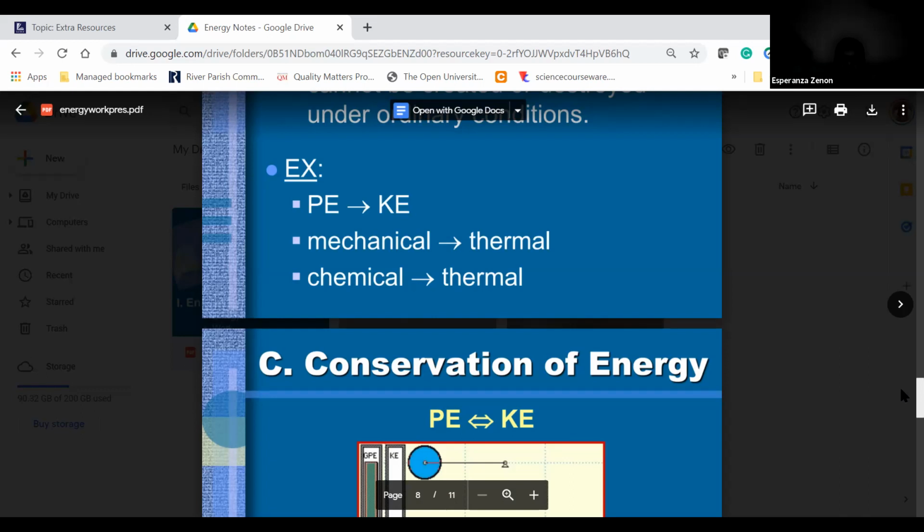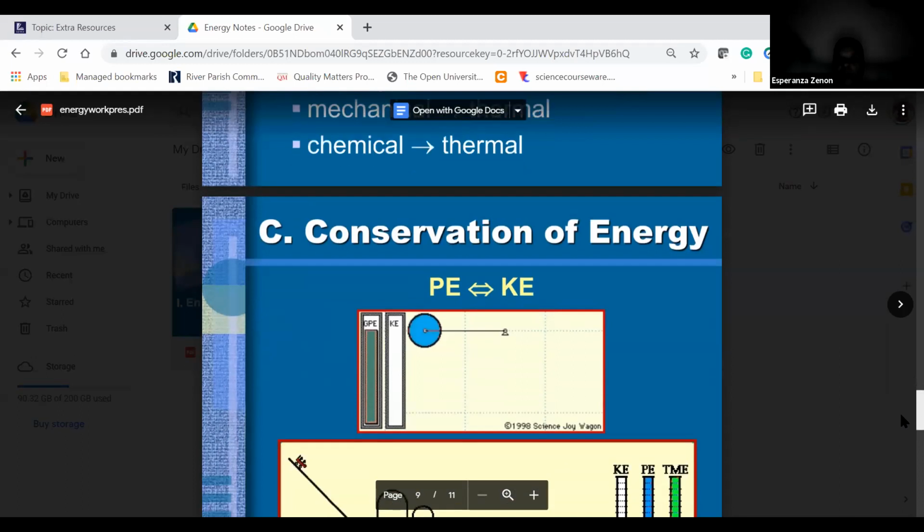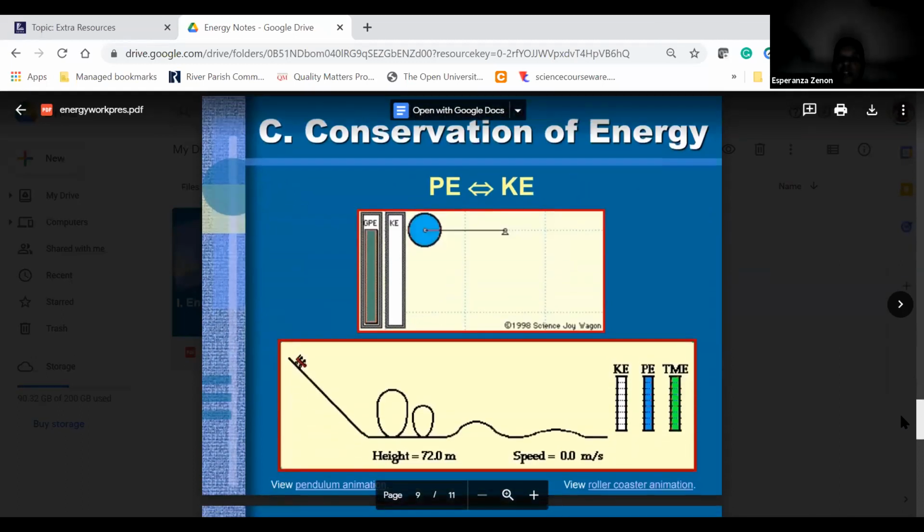So examples of energy transformations, you can take potential energy and convert it to kinetic energy. You can take mechanical energy, which is kinetic or potential, or kinetic and potential, and convert it to thermal, which is heat. And then, for example, you could have chemical energy that gets converted into thermal energy. As a chemical reaction takes place, it gives off heat, for example.